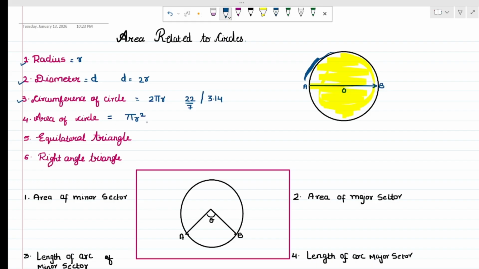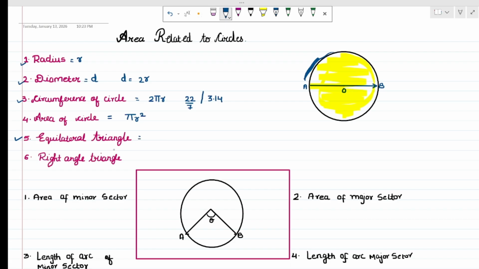It's pi r square. Now comes a topic where you might think, why is there an equilateral triangle for a circle? This is a circle and this is a triangle. Why are we mixing two shapes? But in the future you will use triangles in your circles. So that is why you should know the formula for equilateral triangle.